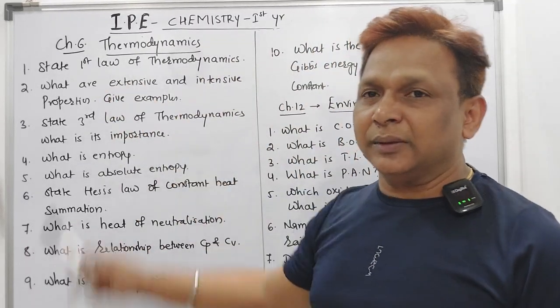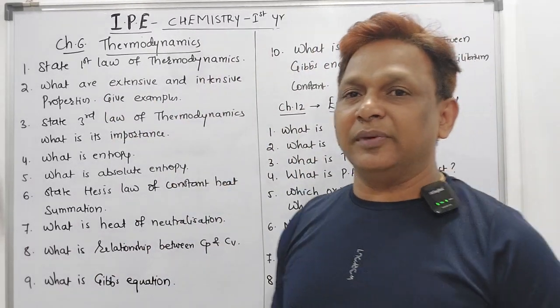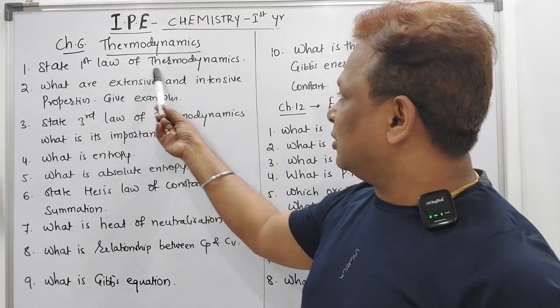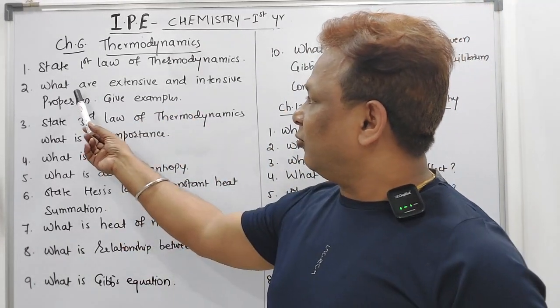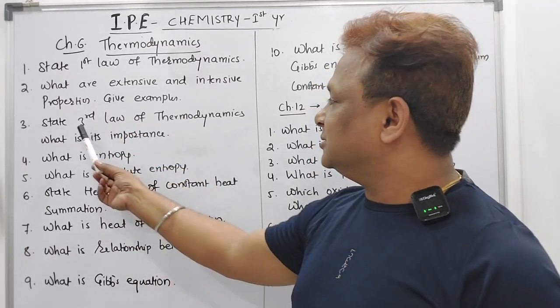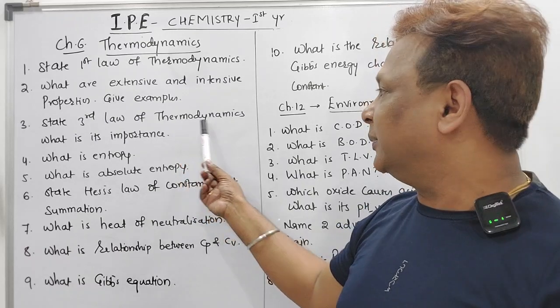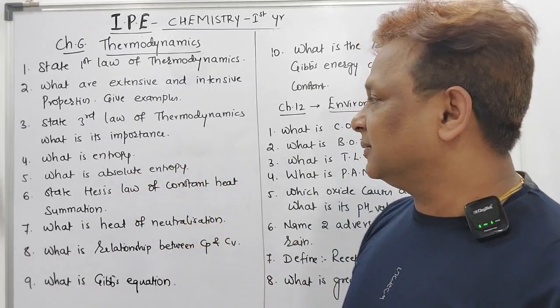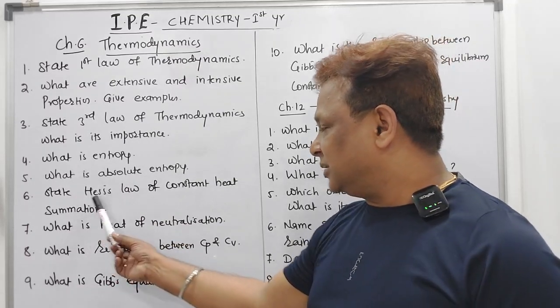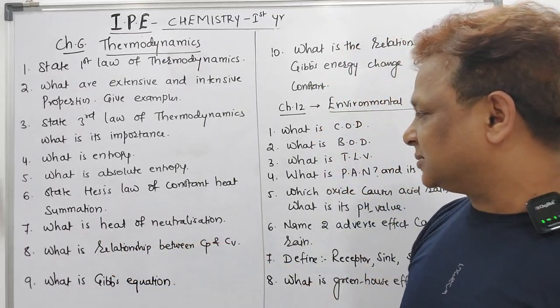Sixth chapter, Thermodynamics. Important questions for thermodynamics, that means VSAQ 2 marks questions. State the first law of thermodynamics. What are extensive and intensive properties? Give examples. State the third law of thermodynamics. What is its importance? What is entropy? What is absolute entropy? State Hess's law of constant heat summation.